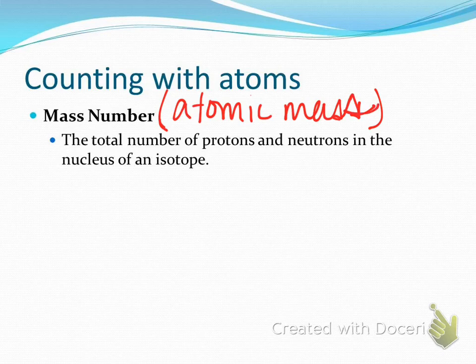The mass number is the total number of protons and neutrons in the nucleus of an element or of an isotope, right? All isotopes have a certain mass, and that makes each one a certain version of an element.